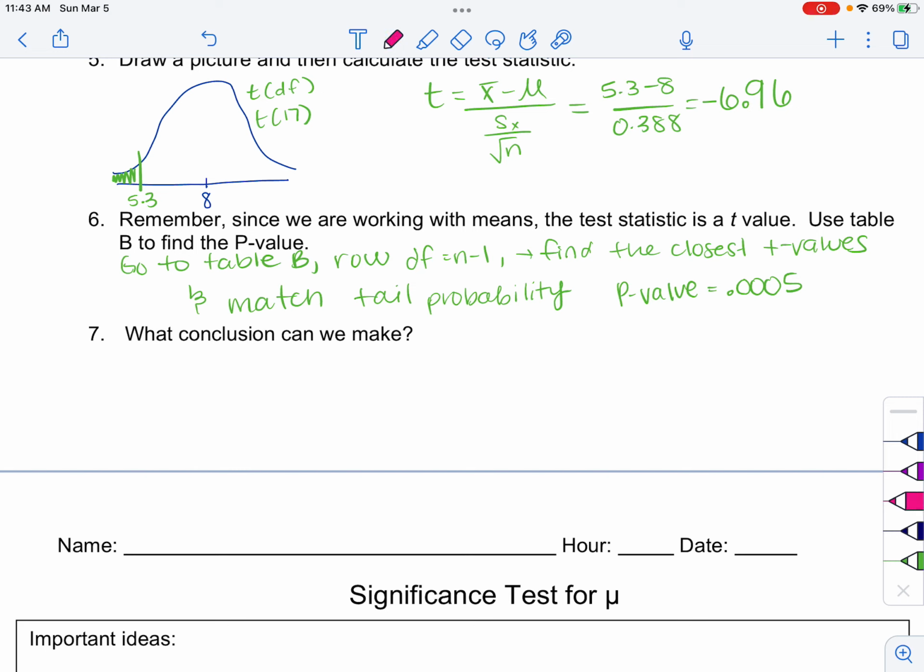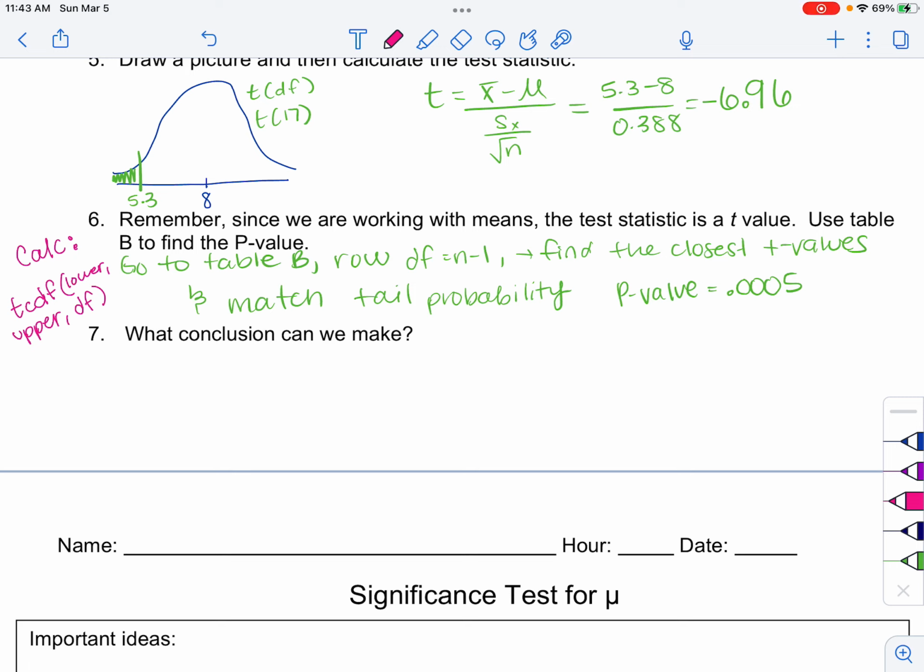Now you also have the option to use your calculator. Your calculator can do this for you. And because there is such a weird, like, find the closest value, and it's not very exact to use table B, I definitely recommend using your calculator when you want to find these. So in the calculator, we're going to go to TCDF, and you're going to plug in the lower, upper, and the degrees of freedom. So let's find that in our calculator.